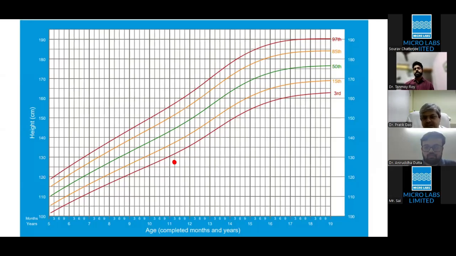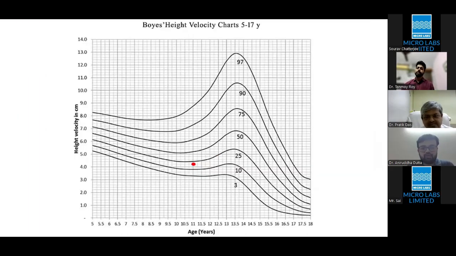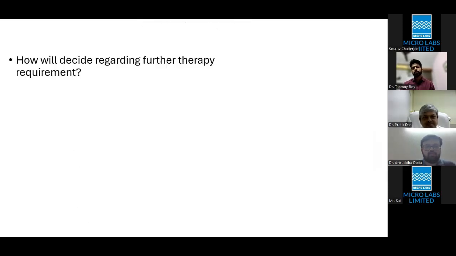Okay, so for that you need some theoretical knowledge regarding this. Again, if we look at the growth velocity, it's still below the 25th percentile. So how will you decide whether you can initiate any therapy for giving him catch-up growth? Growth hormone can be used in the post-transplant period also if the patient has not yet achieved catch-up growth and is expected to grow further. So how do you decide whether he has that potential left or not?